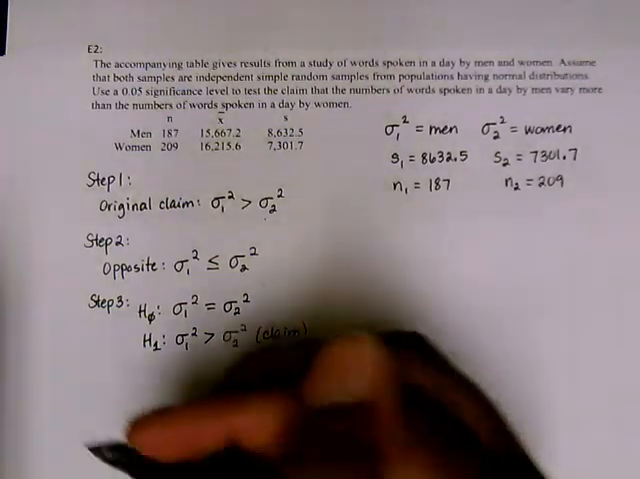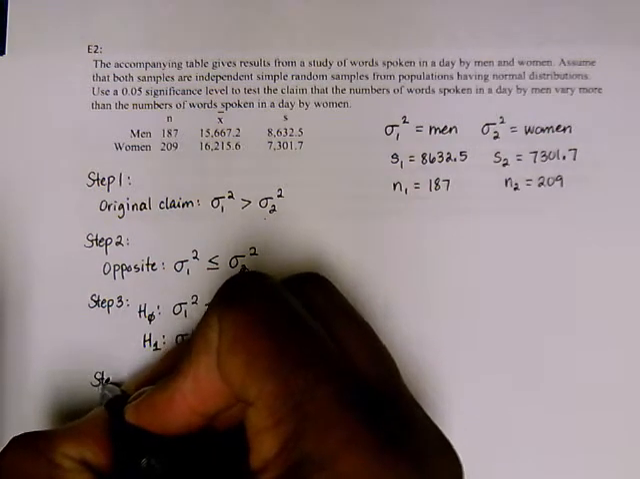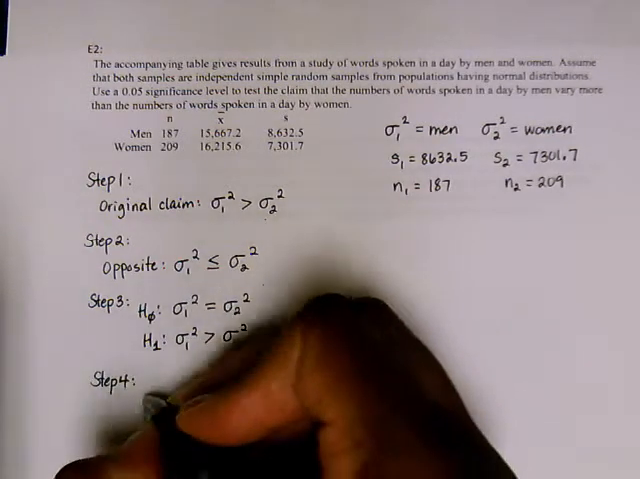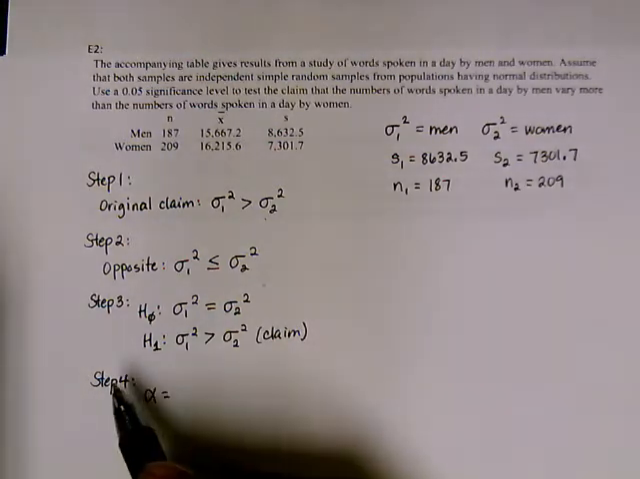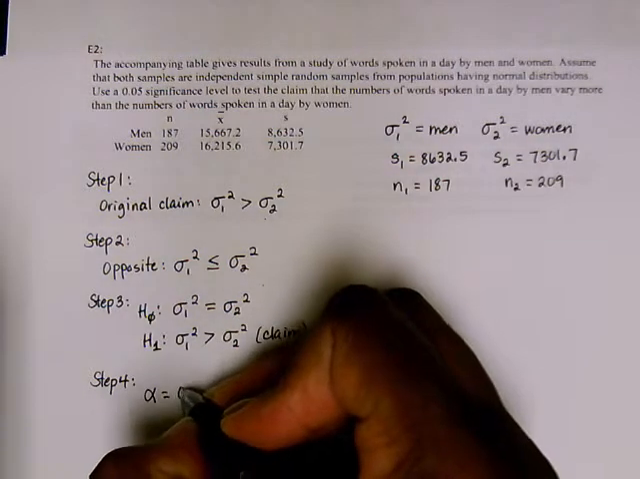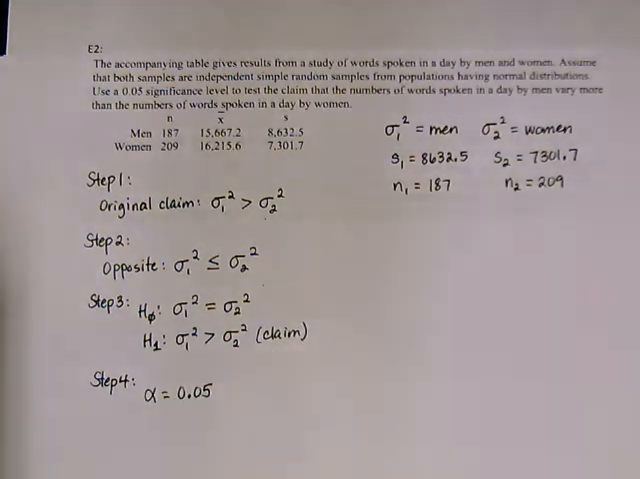Step number 4 is the level of significance here. You're asked to use a 0.05 significance level, so let's write that down. Alpha is equal to 0.05.